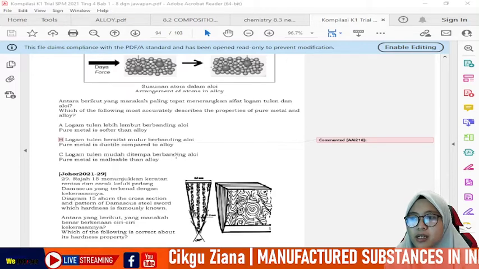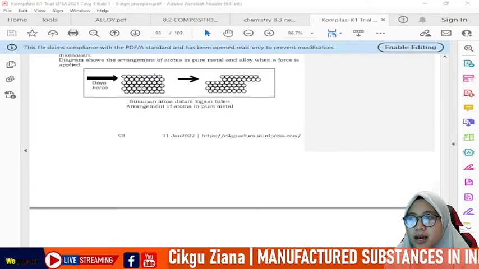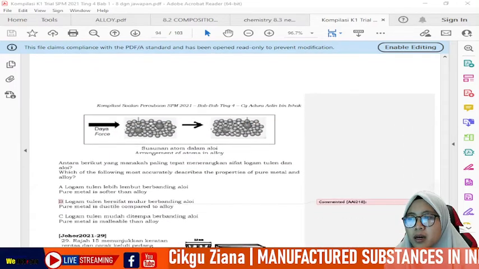Okay, so B. Pure metal is ductile compared to an alloy. So, you look here. When a force is applied, in a pure metal it easily slides over each other, compared to in an alloy, because an alloy has a foreign atom, it disrupts the orderly arrangement of the pure metals.